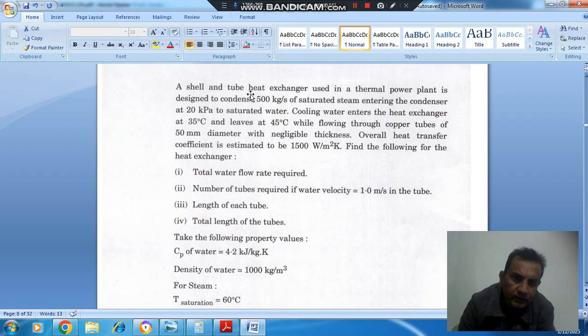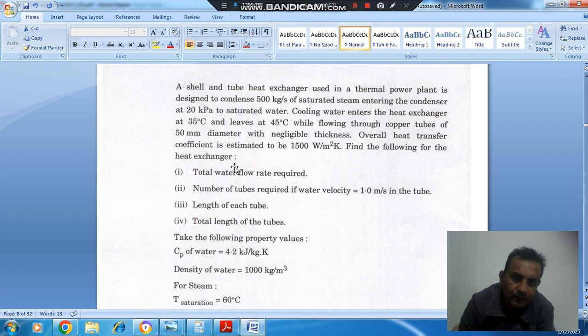A shell and tube heat exchanger used in a thermal power plant is designed to condense 500 kg per second of saturated steam entering the condenser at 20 kPa to saturated water. Cooling water enters the heat exchanger at 35 degrees Celsius and leaves at 45 degrees Celsius, while flowing through copper tubes of 50 mm diameter with negligible thickness. Overall heat transfer coefficient is assumed to be 1500 watt per meter square per degree Kelvin.